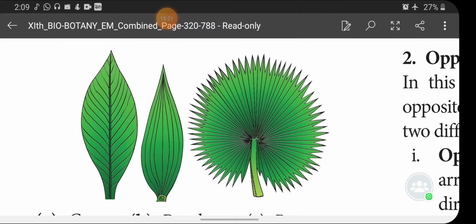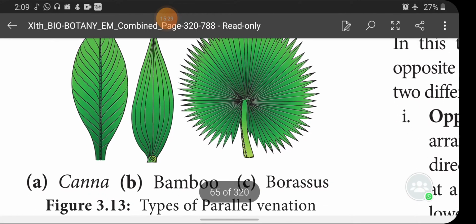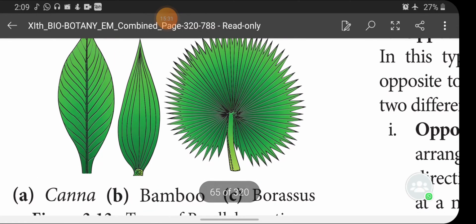This is only one midrib. From the midrib many branches are running parallel. That is called pinnately parallel venation. Second one is palmately, third one is also palmately. The second one is convergent palmate, third one is divergent palmate.